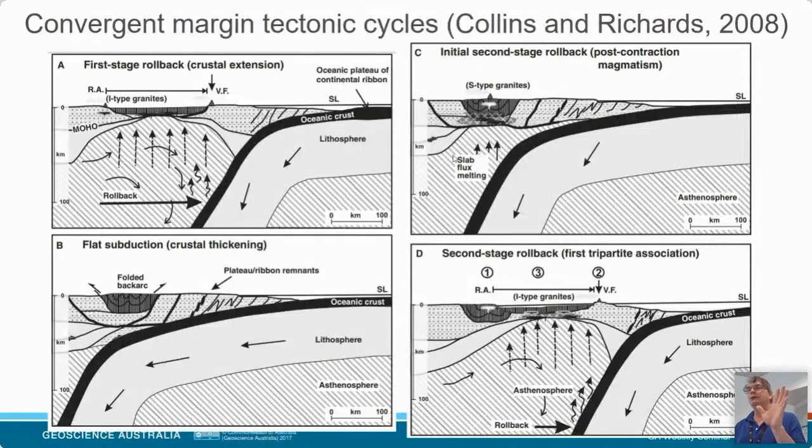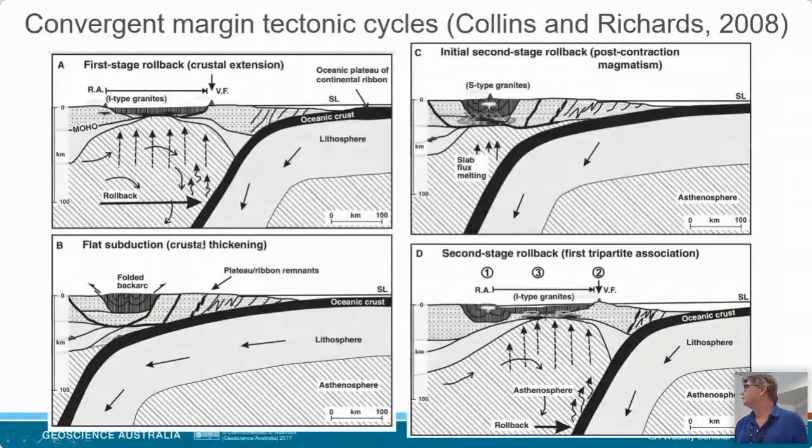Now, this can be visualized, at least for the Phanerozoic, in a model that Bill Collins and, I don't know his first name, Richard, put together, looking at the evolution of convergence. He has four stages. The first one is first stage rollback: you have a subducting plate, and it rolls back, i.e., it moves in that direction. Because of that, it puts extensional strain into the upper plate, and there you form back arc basins. That's the standard, stable configuration in these systems. But then something happens.